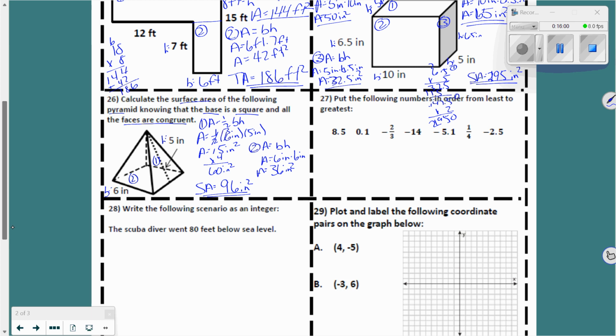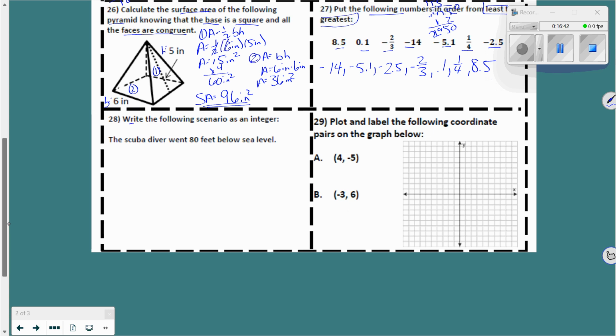Our next one, put the following numbers in order from least to greatest. That's really important. Make sure you're doing it in the right direction. So the biggest one I see is a -14. Then I see a -5 and 1/10. Then I see a -2.5. Then I see another negative here at 2/3. Now I'm into the positives. 1/10 is smaller than 1/4. That's the same as 25 hundredths. So 1/10, then 1/4, and then our biggest number was 8 5/10. I want to make sure I get it right, so I'm going to count 1, 2, 3, 4, 5, 6, 7. 1, 2, 3, 4, 5, 6, 7. So I should be good on this.